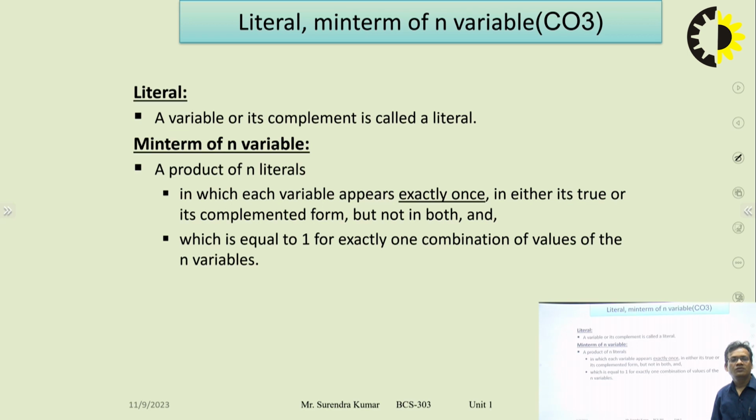Some terms which are useful before discussing the K-map: first, a literal. A variable or its complement is called a literal. For example, A is a literal, or A dash, that means the negation of A, is also a literal. So any variable A and A dash, B and B dash are called literals. Next, minterms of n variables: a minterm is a product of n literals.